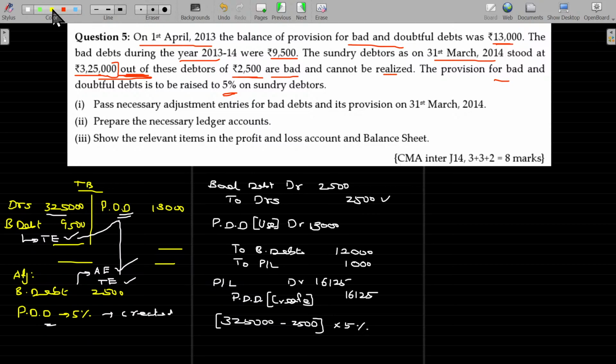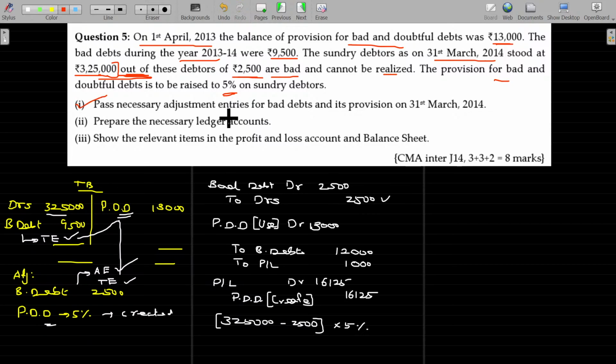See, the other way of posting sometimes may be given in the text like this. Rather than transferring to the P&L account, here we write this as 12,000. Here we adjust only 15,125. That way also it may be posted. That's how it's given in the text. You can verify that also later. Right.